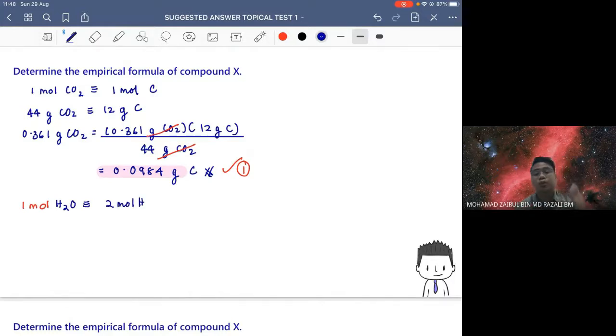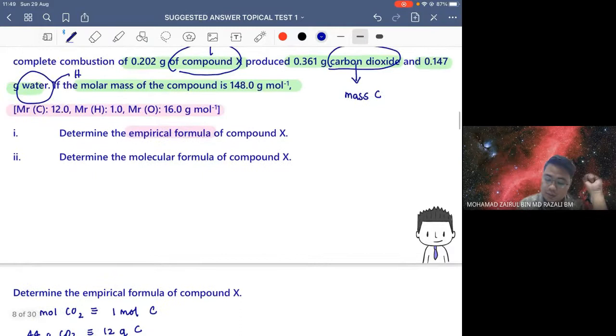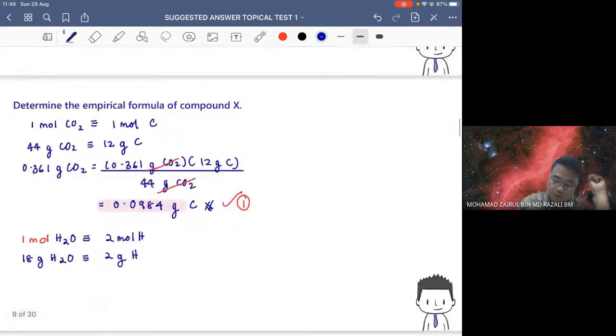Sebab apa 2 mole? Sebab dalam H2O kita ada 2 hydrogen. Okay, 1 mole of water, the molar mass is 18 gram. So 18 gram H2O is equivalent to 2 gram of hydrogen. And then kita tengok the mass of water is 0.147.